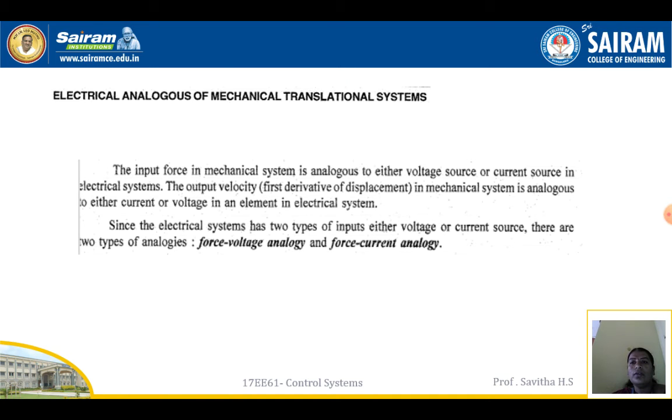Electrical analogous of mechanical translational system. The input force in the mechanical system is analogous to either voltage source or current source in the electrical system. The output velocity in the mechanical system is analogous to either current or voltage in an element in the electrical system. Since the electrical system has two types of input, either voltage or current source, there are two types of analogies, that is force voltage analogy and force current analogy.